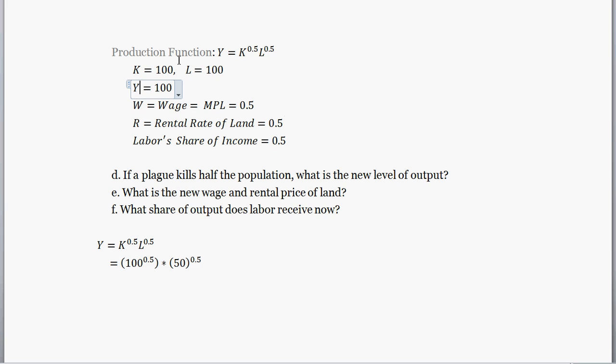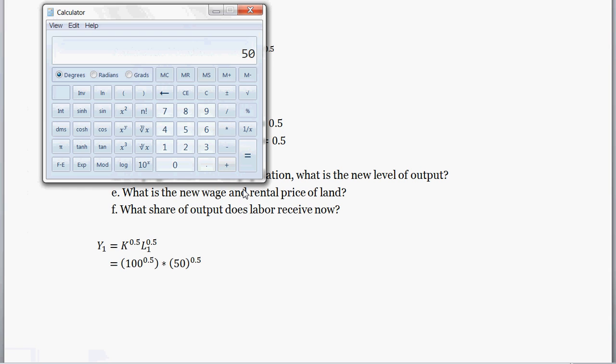Just to show change, I'm going to add little subscripts. So it's now y sub naught, indicating the first one, and then L sub naught. So our new output after the plague, I'm going to put a little subscript of sub 1 just to indicate that it's changed. And then the new labor is 50 instead of 100, so I'm going to have a little subscript to indicate that.